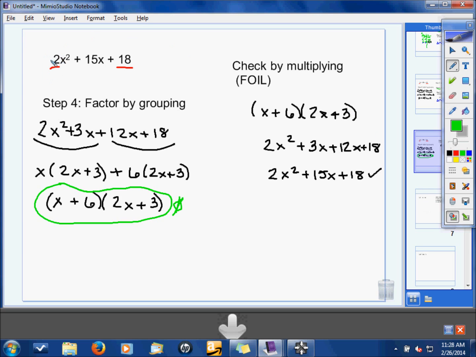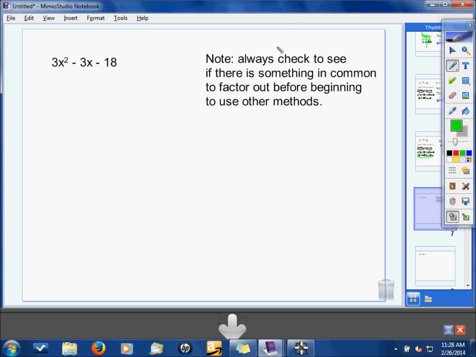Don't always assume that you're going to go for this multiplying thing just because there's a number there. Okay? There's a special note. Always check to see if there's something in common across all three terms before you start just multiplying these beginning and ends.